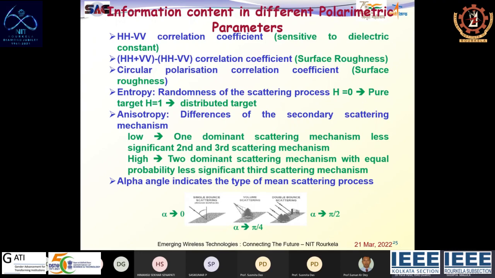And there can be multiple scattering mechanisms, because you know that a natural target is not something where only a double bounce will happen or only a single bounce will happen. You will have multiple scattering mechanisms going on. So which one is dominant, whether one or two scattering mechanisms are dominant, all this information you are able to extract using SAR polarimetry.